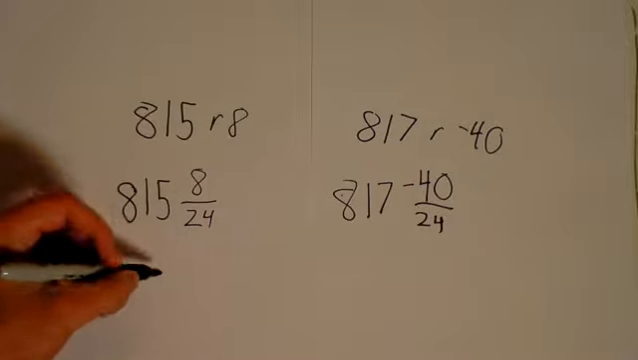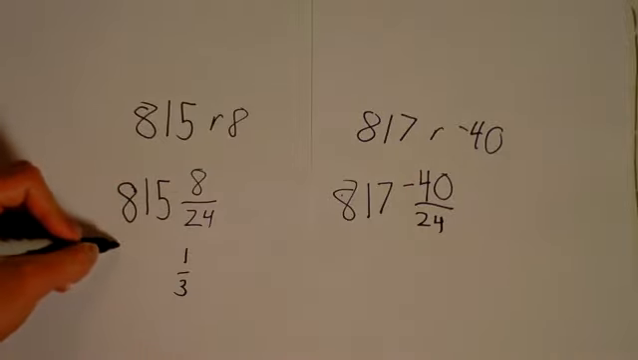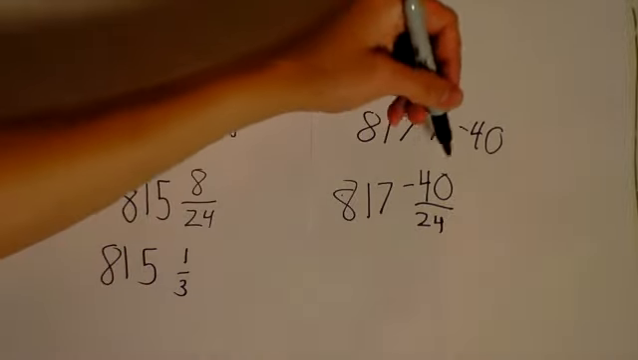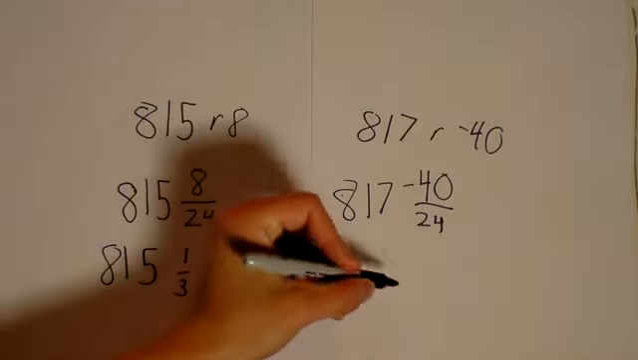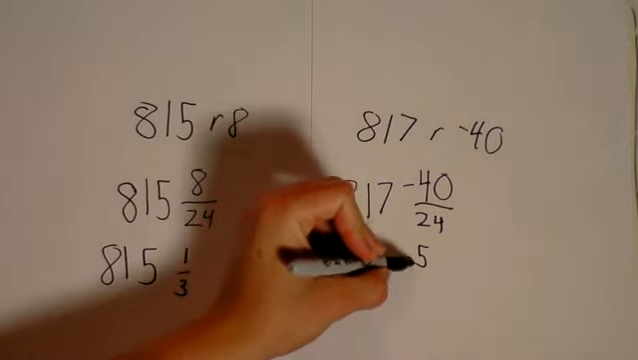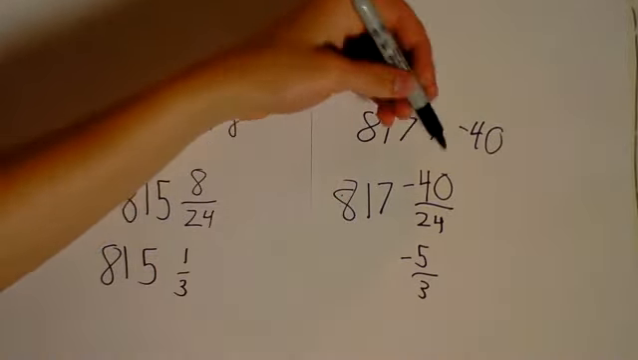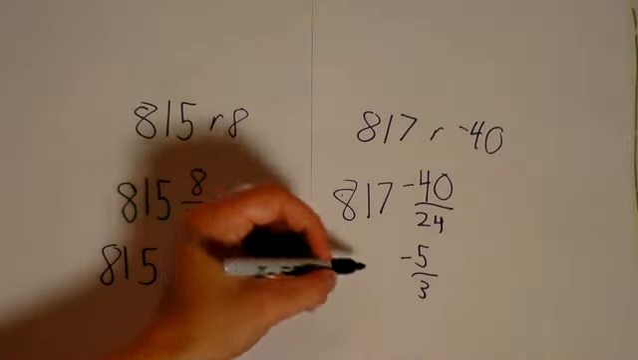Alright, 8 over 24, that's easy, that's 1/3. So our answer should be 815 and 1/3. Now negative 40 over 24 simplifies to negative 5 over 3. Notice we can factor an 8 out of both sides. 8 times 5 is 40, 8 times 3 is 24, right? So we got negative 5 over 3.